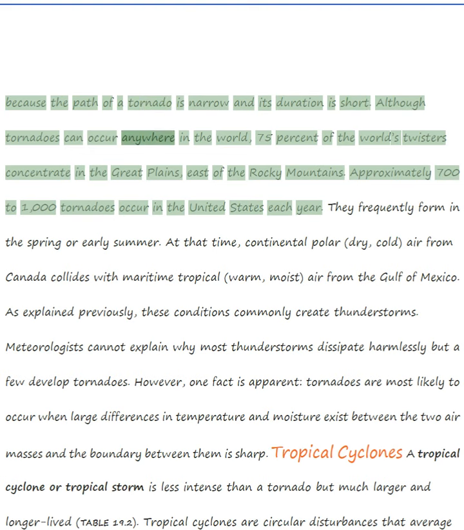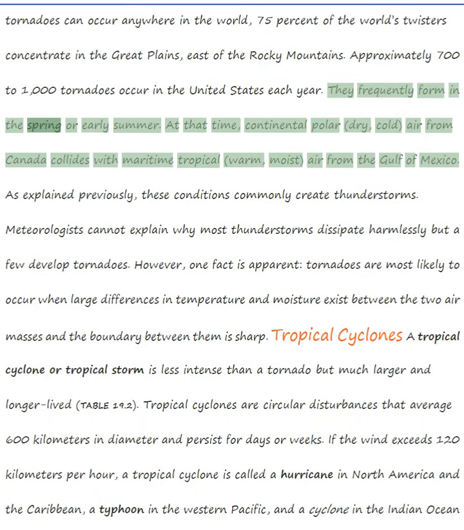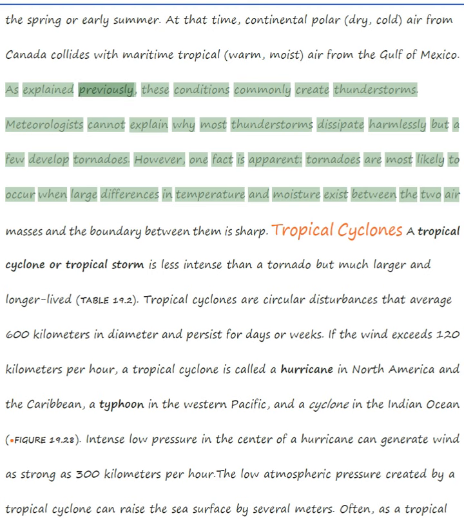Although tornadoes can occur anywhere in the world, 75% of the world's twisters concentrate in the Great Plains, east of the Rocky Mountains. Approximately 700 to 1,000 tornadoes occur in the United States each year. They frequently form in the spring or early summer. At that time, continental polar air from Canada collides with maritime tropical air from the Gulf of Mexico. As explained previously, these conditions commonly create thunderstorms. Meteorologists cannot explain why most thunderstorms dissipate harmlessly but a few develop tornadoes.